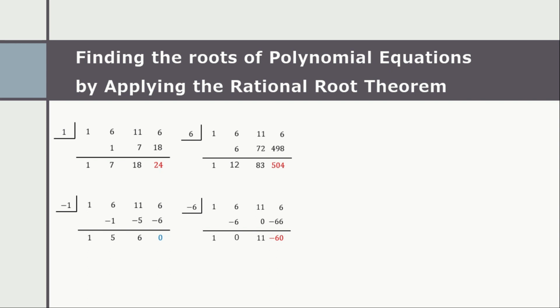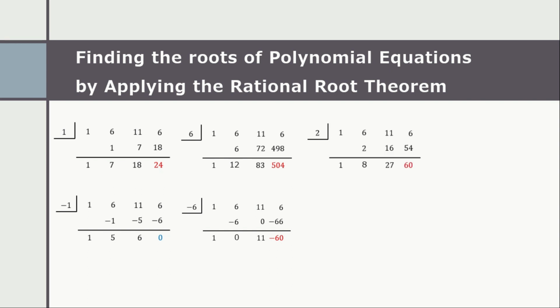Just a recap. Before we proceed in identifying the other roots of the given polynomial equation, the degree of the given equation is equal to 3. Therefore, at most, we are expecting that we have 3 roots. As of now, we've already identified one of the roots, and that is negative 1. Now, let's proceed in checking positive 2.